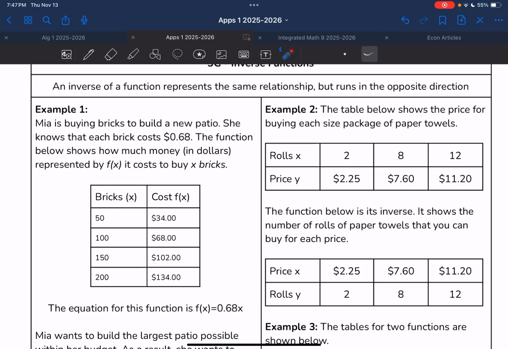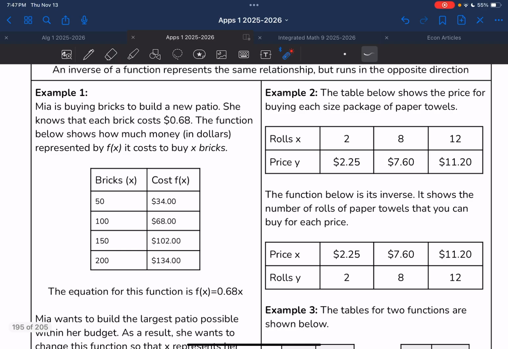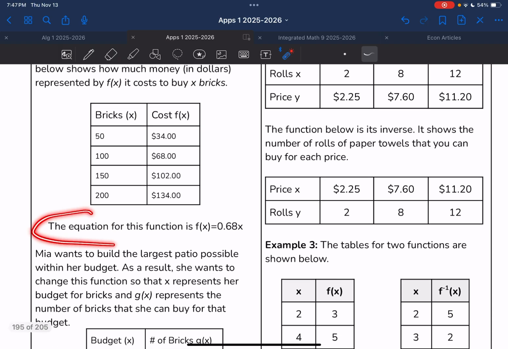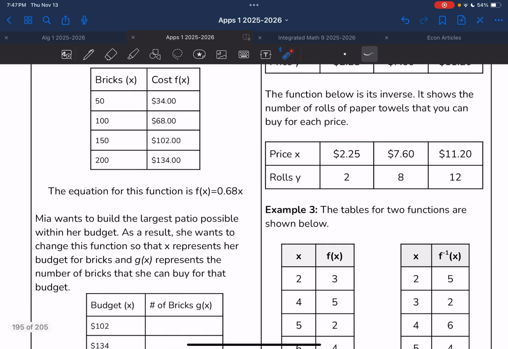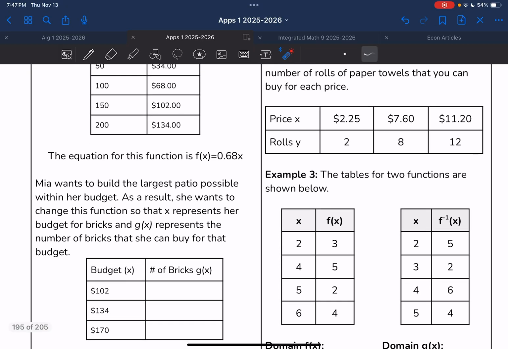So Mia is buying bricks to build a new patio. She knows that each brick costs 68 cents. The function below represents how much money in dollars, represented by f of x, it will cost to buy x bricks. So here our input is x. We're buying x bricks, and the output is the cost of the function. And the equation for this is going to be f of x is equal to 0.68x.